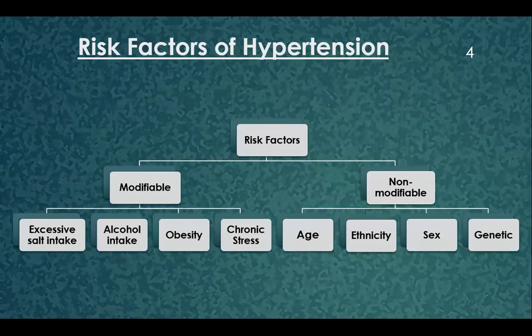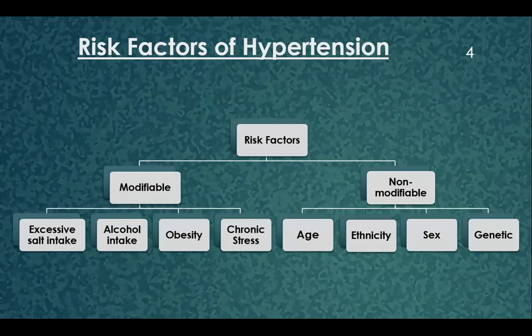Ethnicity. African ancestry individuals tend to develop high blood pressure more often than people of any other racial background. Sex. Studies show that until the age of 64, men are more likely to get high blood pressure than women, while women are more likely to get high blood pressure at 65 and above. Genetics. However, it is also likely that people with a family history of high blood pressure share common environmental factors such as diet, which may eventually increase their risks.